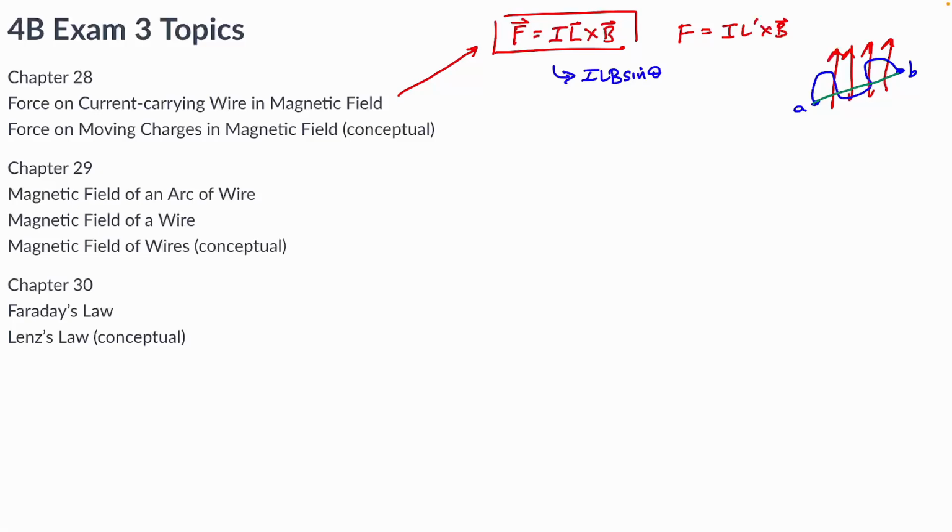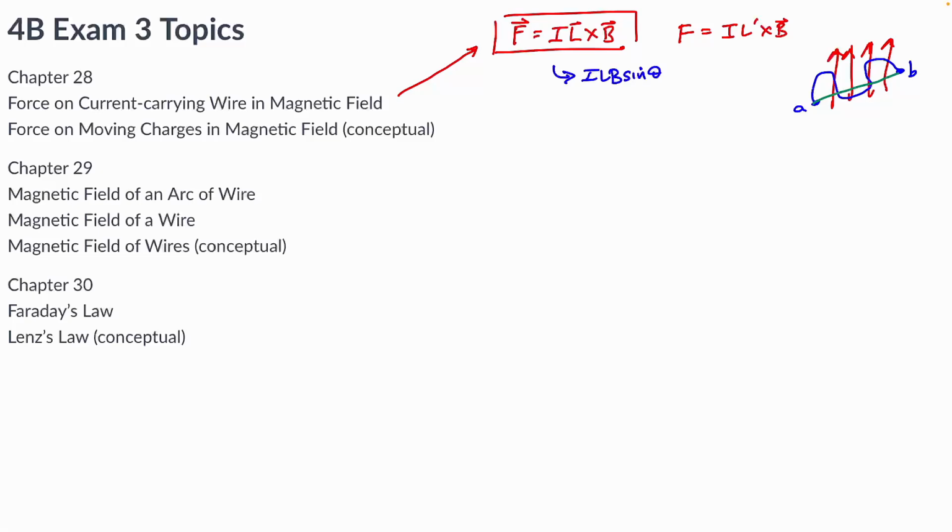That's motional EMF, and I would have called that out down in the chapter 30 stuff. It would have been on there. I would have told you. This is the Lorentz force. That's one part of the Lorentz force. QE. Oh, you mean QV cross B? So that's the next part, force on moving charges in magnetic fields, right?